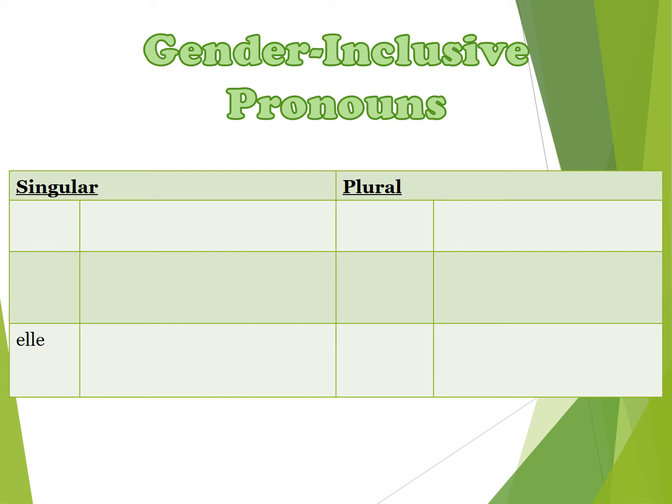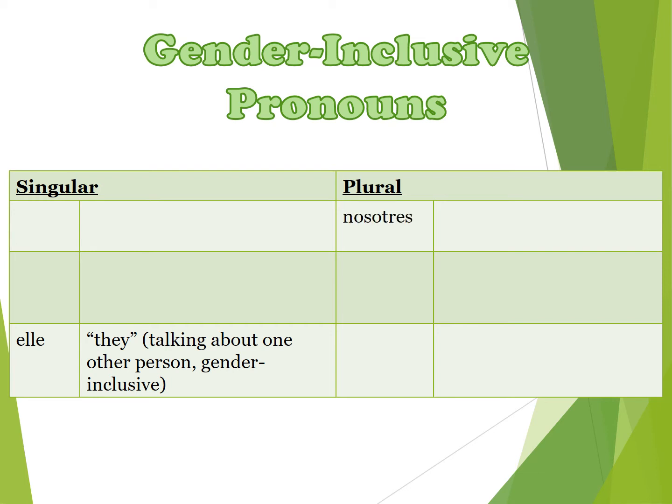The first one is elle. Elle is the singular they. This is talking about one other person, and it is gender inclusive. So remember, you have él for masculine and ella for feminine, but if you want to use the singular they in Spanish, you're going to say elle.